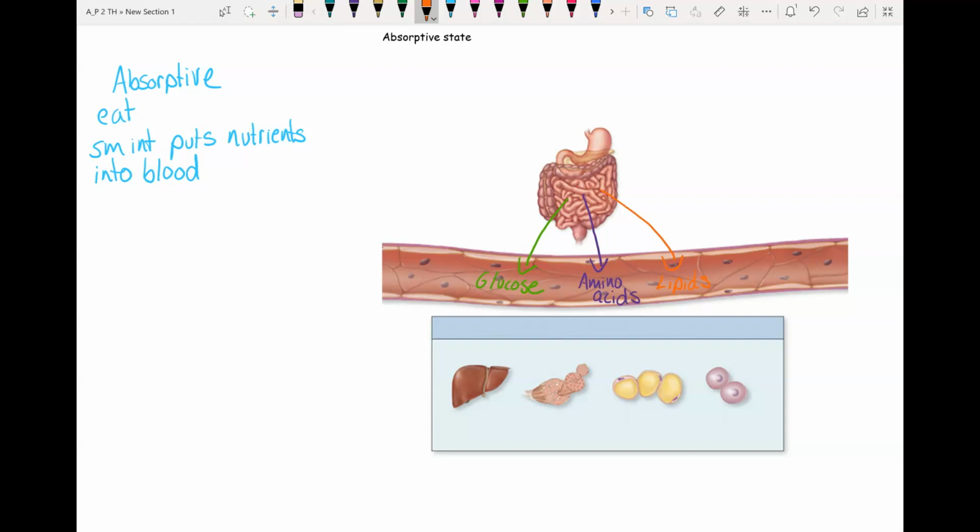So you digest carbohydrates into glucose, you digest proteins into amino acids, and you digest your lipids into mainly triglycerides. And with the lipids, they go through the lymph first. Remember, they're picked up by lacteals, but then lymph goes into the blood. So they do end up in your blood. So during this time, you have a rise in blood nutrient levels.